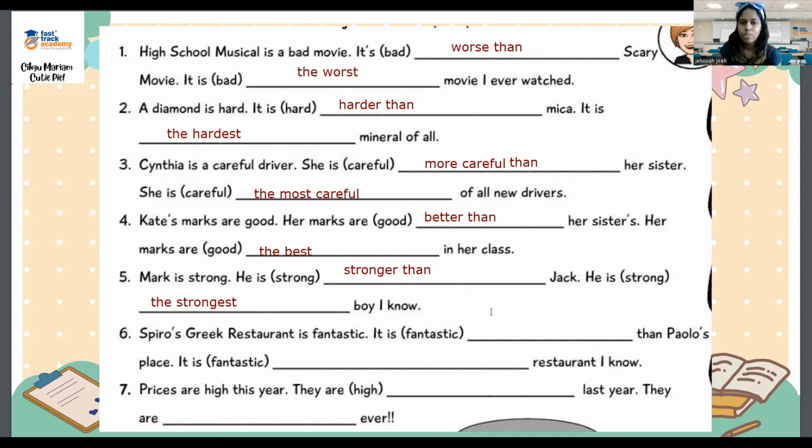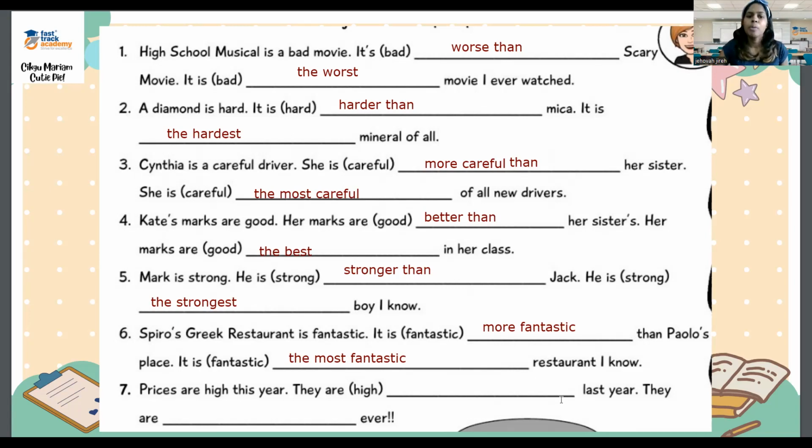Spiro's Greek restaurant is fantastic. It is more fantastic than Paolo's place. It is the most fantastic. Very good. It is the most fantastic restaurant I know. Why? Because you are comparing Spiro's Greek restaurant to all the restaurants that you know. So you have to add the word the and most.